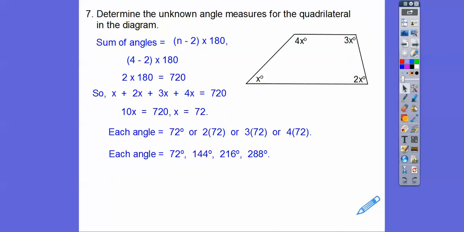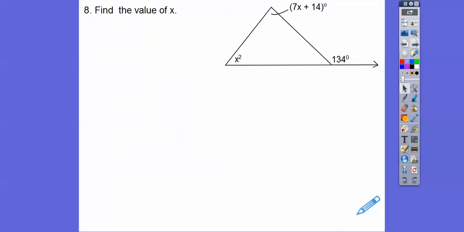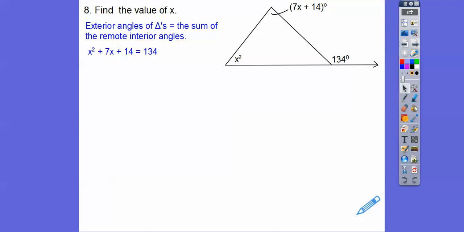Okay, let's keep going. Find the value of x here. So here, you guys, this is an exterior angle of a triangle, and the theorem says this exterior angle equals the sum of these 2 remote interior angles. So if we set that equation up, x squared plus this angle right here, so I'm going to go back up here, this angle plus this angle equals this angle right here.